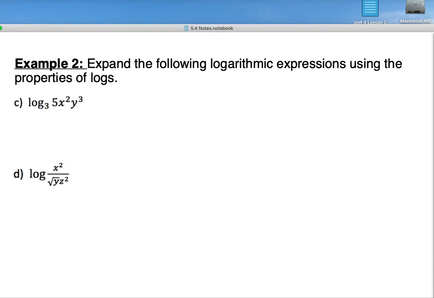Let's keep expanding these. So our next one here that we're going to expand, log base 3 of 5x squared y to the third. Notice it's all multiplication, so let's go ahead and use addition to connect those. So each term that's being multiplied, I'm going to separate using addition and put another log in there. Okay, so we're expanding these, so now the next thing we need to do is bring the powers out in front.